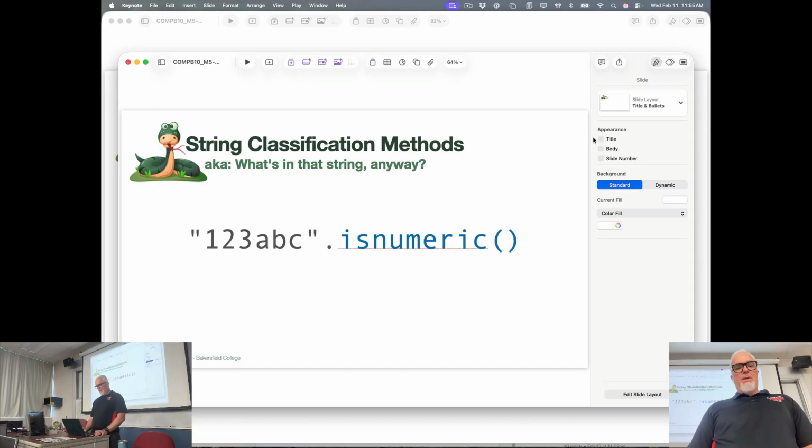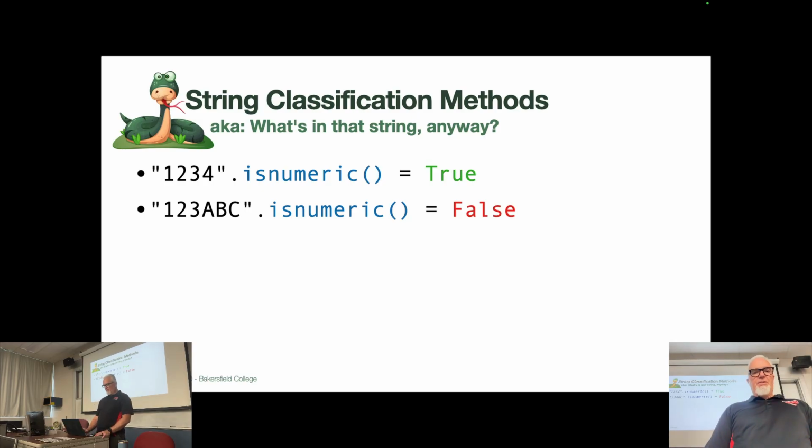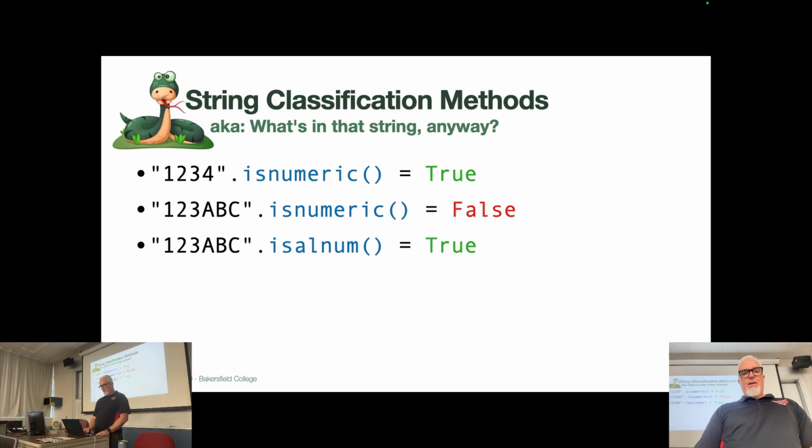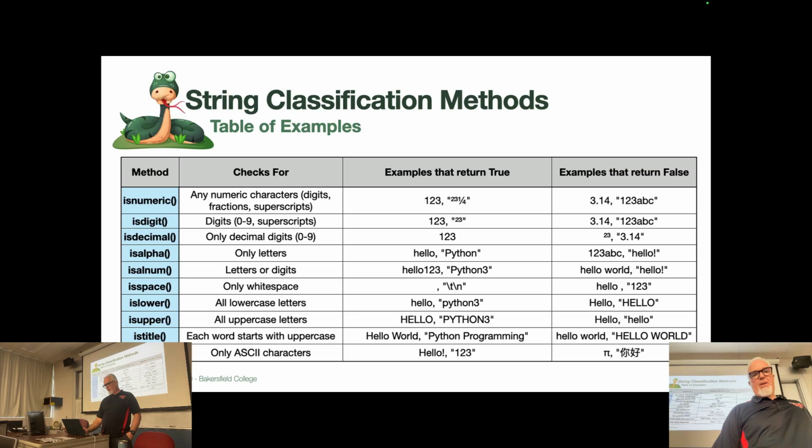So you have to be kind of careful what you use these for. But string classification methods are very useful. So this is false, obviously. There's also this one, isalnum, alphanumeric. So if it's a letter or number, each character a letter or number is true. You can check for, is it uppercase? And like we said, if it has a decimal, it's not numeric because it's looking at each character in the string.